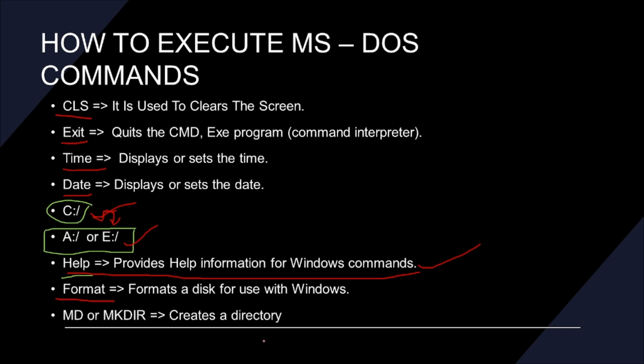The next thing we'll be looking at is how to use MD or MKDIR. As you can see there, it says that it is used to create a directory. MD is used to create a directory. So MD or MKDIR, it is used to create a directory. When we talk about a directory, it simply means a folder or an electronic case where files are being kept. Let's look at how to create a directory.